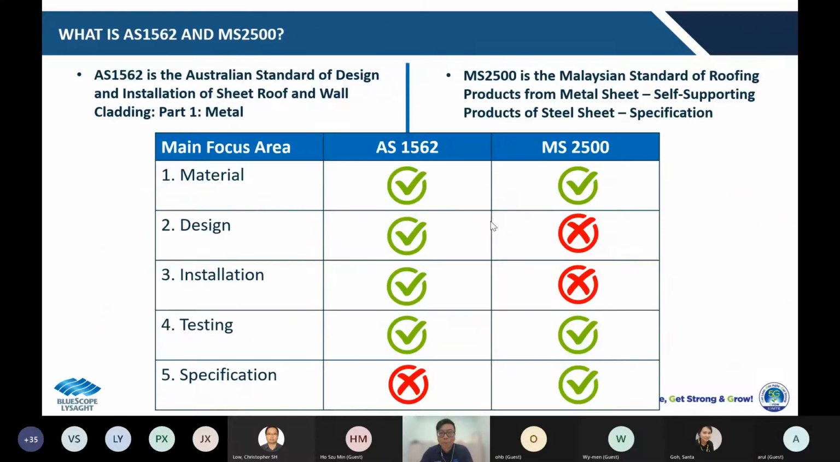All right, so what is AS 1562 and MS 2005? AS 1562 is the Australian standard, mainly focused on the design and installation of metal sheet roof and wall cladding. This standard specifies details of the metal sheet requirement in terms of the material, design, installation, and testing. Whereas MS 2005 is the Malaysian standard of the roofing products from metal sheet and is focusing on specification. So the standard mainly mentions the requirements of material, testing, and specification.